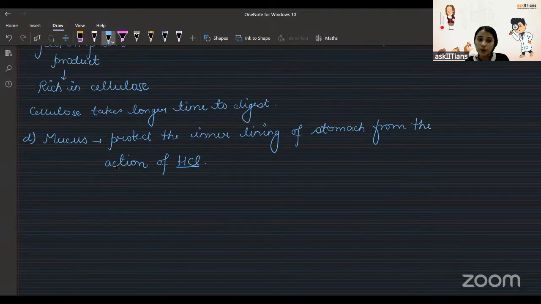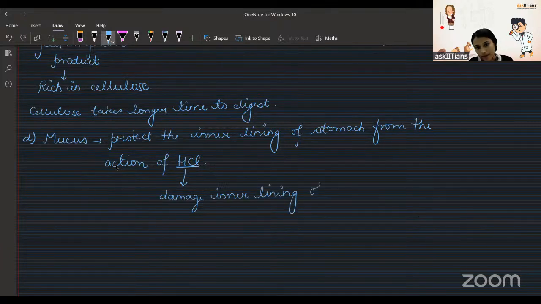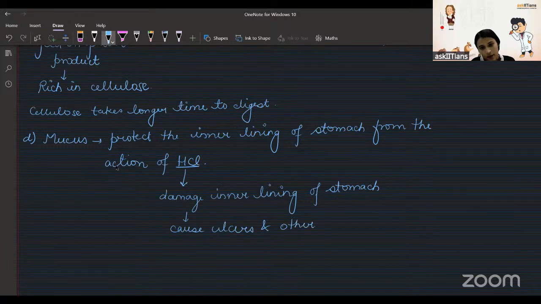So if there will be no mucus, then what will happen? This HCl will damage the inner lining of stomach, right? It will damage inner lining of stomach and cause ulcers and other gastric issues. Okay.